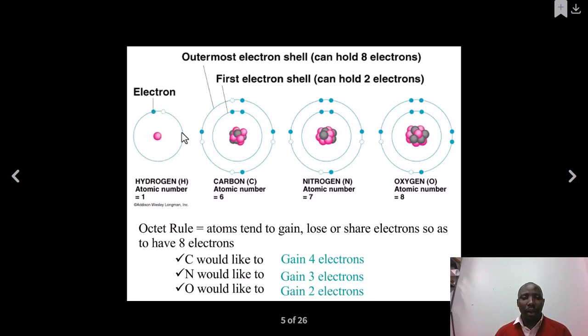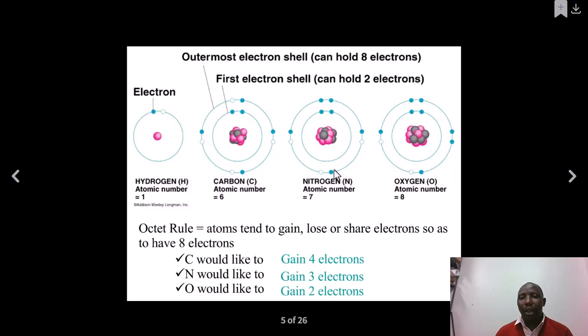This is the outermost shell. You see the first shell is having one electron. This is about the hydrogen atom. You see, for example, for carbon, this is the inner protons. Those are outermost shell, whereby the first shell, this first circle, is made by 2 electrons. Then the second shell is made by 4 electrons, which will be the outermost shell, which can hold 8 electrons.